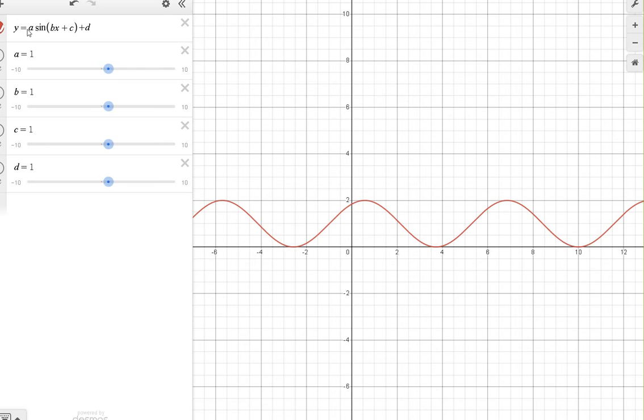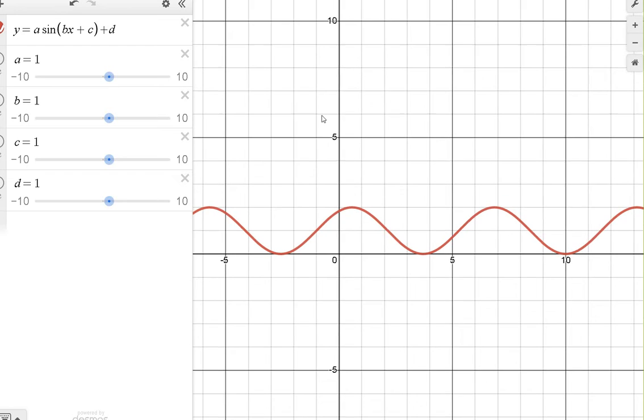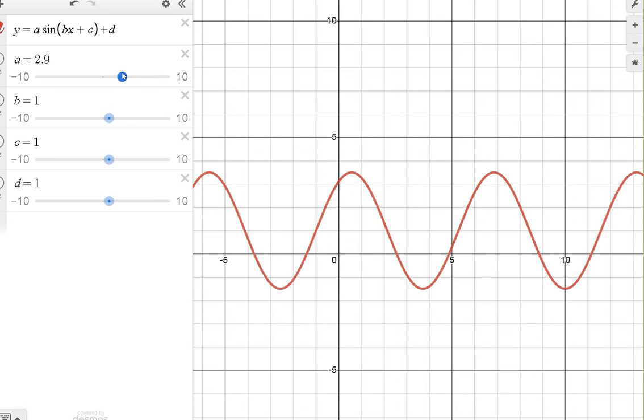When you type in letters like this, it'll ask you, do you want a slider? And the answer is yes. So I'm going to go over here to the toolbar and click Consolidate. It makes the viewing a little bit nice and crisp. And let's adjust A. And in words, can somebody tell me what adjusting A is doing to my graph?